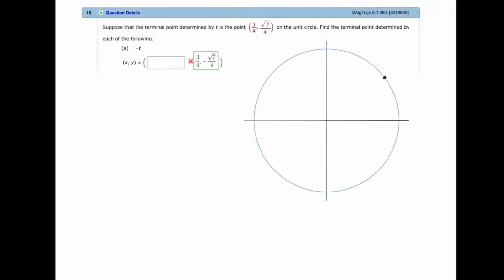We can form an angle in standard position by extending a radius from the origin to this terminal point, (3/4, √7/4). So this is the terminal point determined by t.